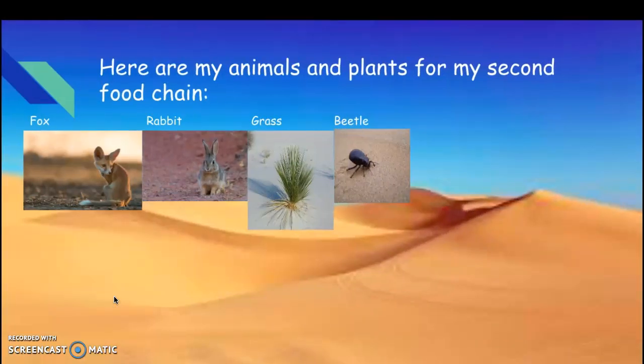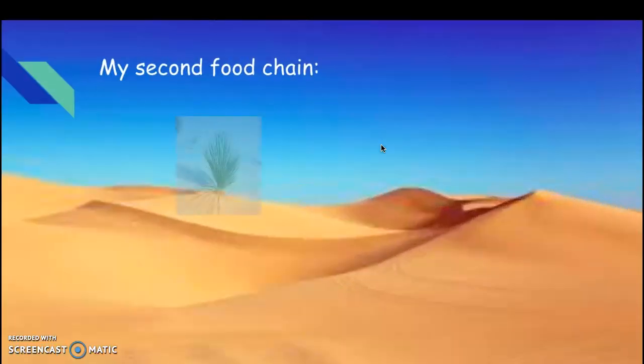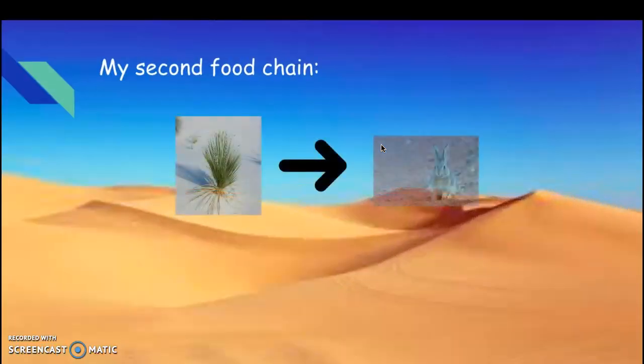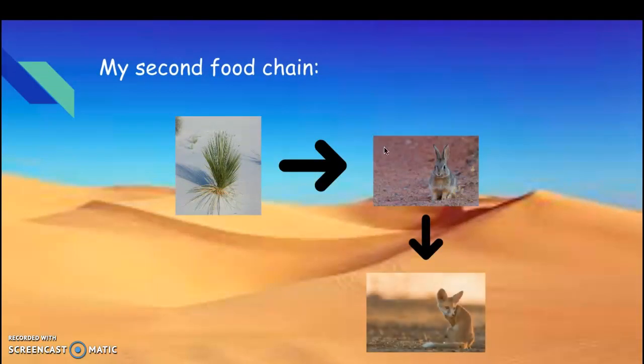Here are my animals and plants from my second food chain. There's a fox, rabbits, grass, and beetles. My second food chain. Looks pretty nice.